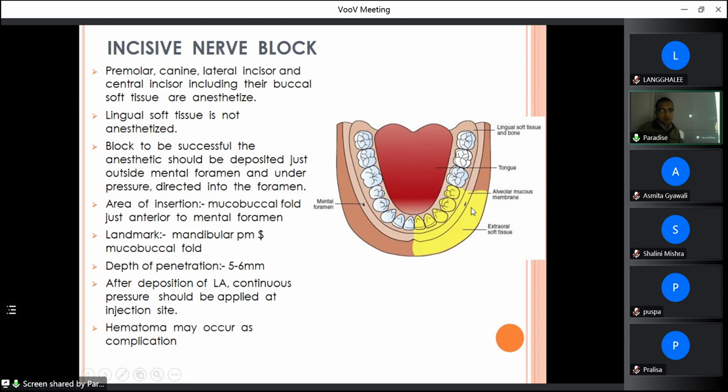So for incisive nerve block, you have to insert your needle through the mental foramen. You have to enter inside. Once you have penetrated your needle through the mental foramen, then you have to deposit local anesthesia to block the incisive nerve.